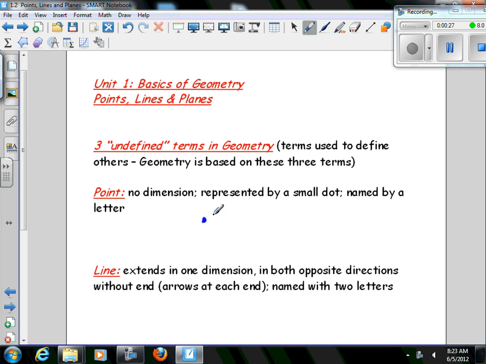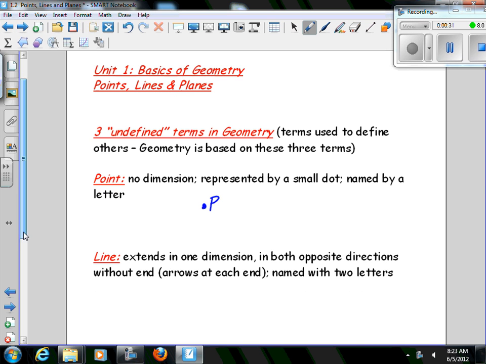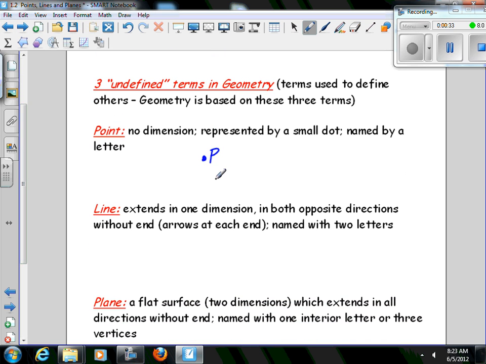So for instance, you can make a dot and give it a letter. I'll say P for point. So that's the symbol that we would use, or how we would represent it, point P.